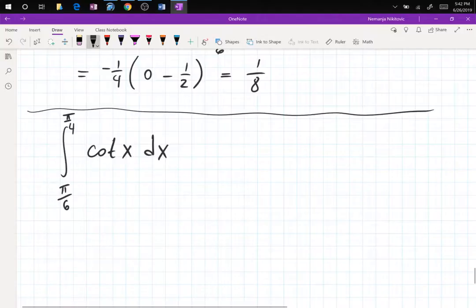So what is the first step? You can turn it into cosine x over sine x, good. And then use the u sub, good. And then we can see that as du over u.